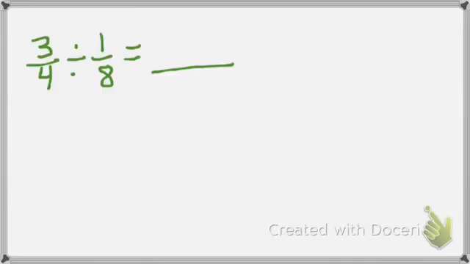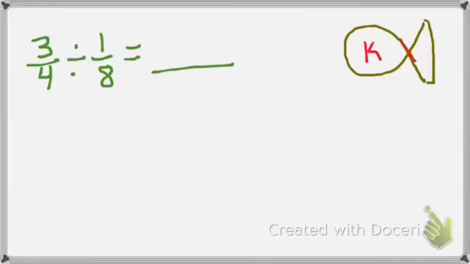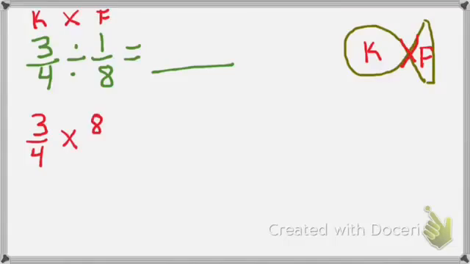So when I see a division problem with fractions, I always like to draw my little fish, K in the body, the X for the change right over the tail, and the F in the tail since I'm flipping the tail. I usually take those letters because it takes 2 seconds and write them right above my fractions as well. So what does keep mean? It means I keep the first fraction exactly as is. What does change mean? I'm changing division to multiplication. And what does flip mean? I'm flipping the fraction around. Instead of 1 over 8, it will be 8 over 1.